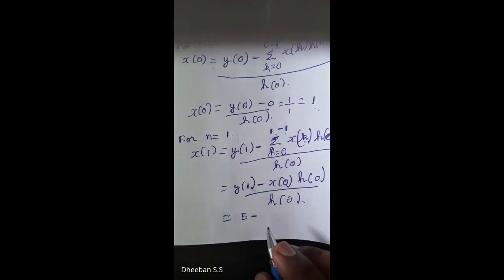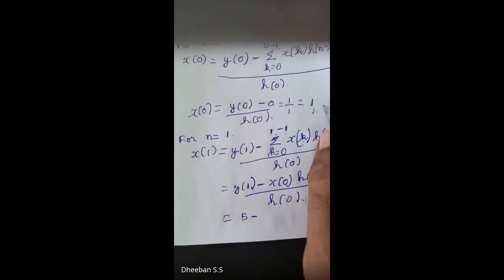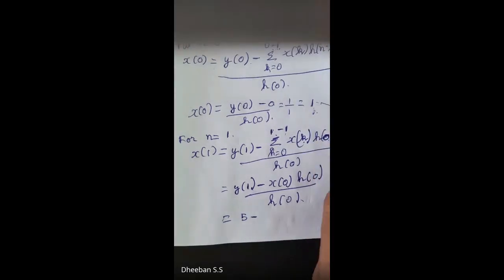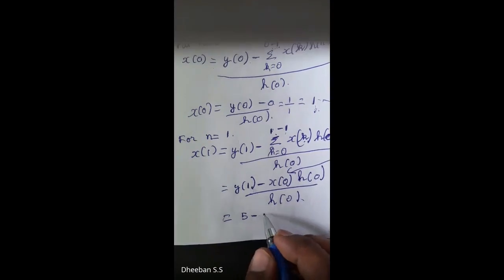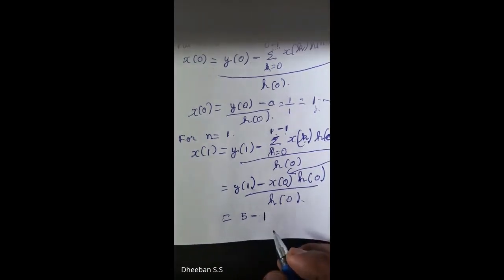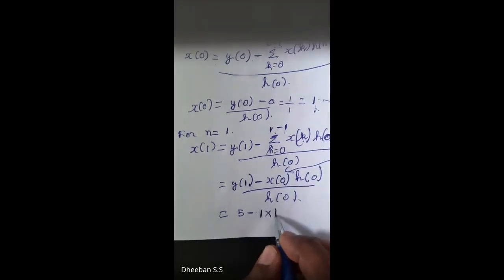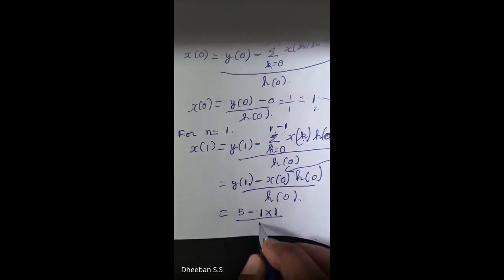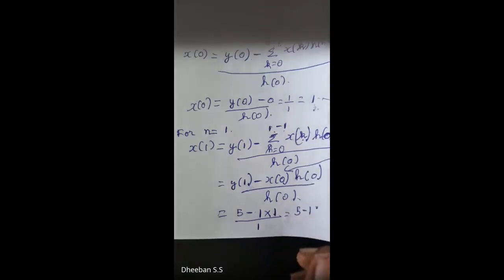So x of 0 is this previous value. This previous value is your x of 0. So this x of 0 is 1. Okay, 1 into h of 0. So h of 0 we already know is 1. By h of 0, 1. So it is 5 minus 1, which is nothing but, sorry, h of 1 it will be coming. Wait a minute.